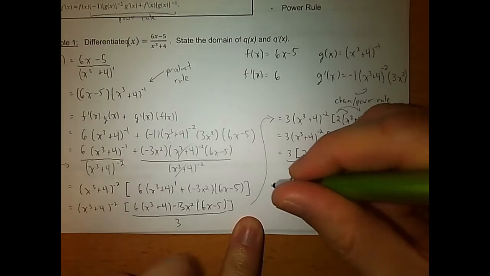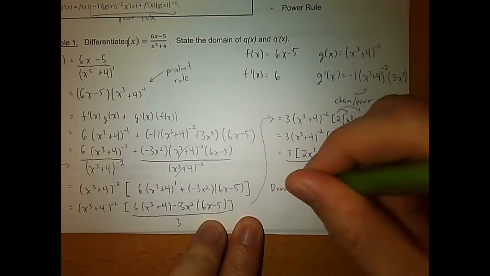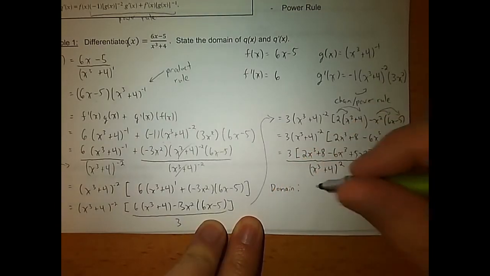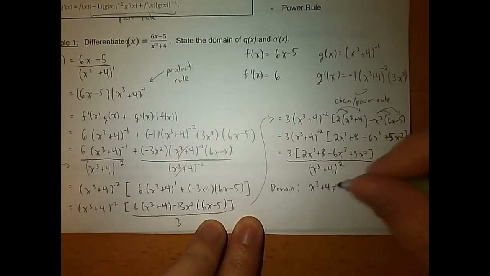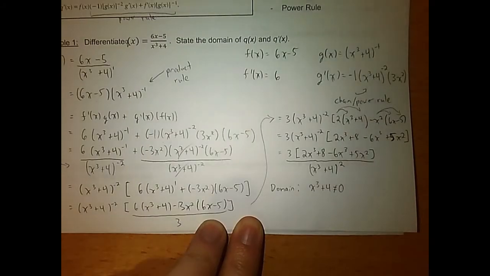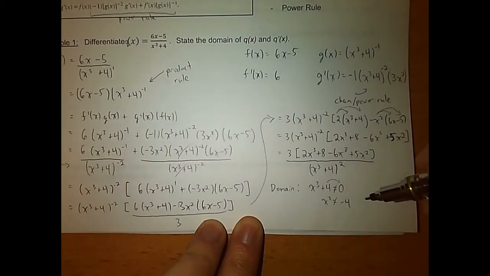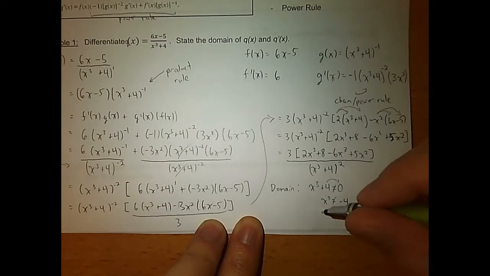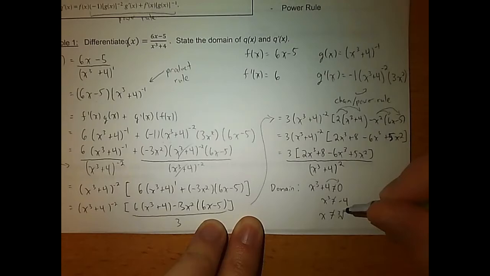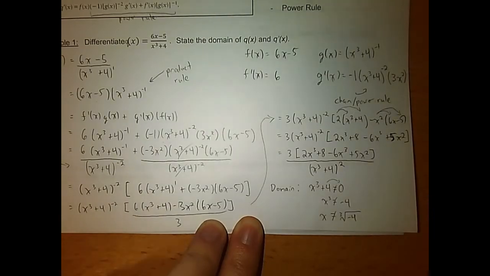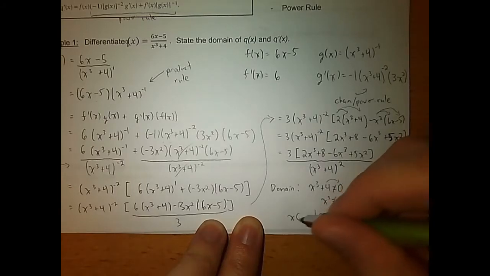So in our domain, it looks like we have it so that the denominator cannot be equal to 0. So this cannot equal 0. So if I isolate for x now, I get negative 4. And then I get x cannot be equal to the cube root of this. So this is pretty much my domain here, where x is also any real number.